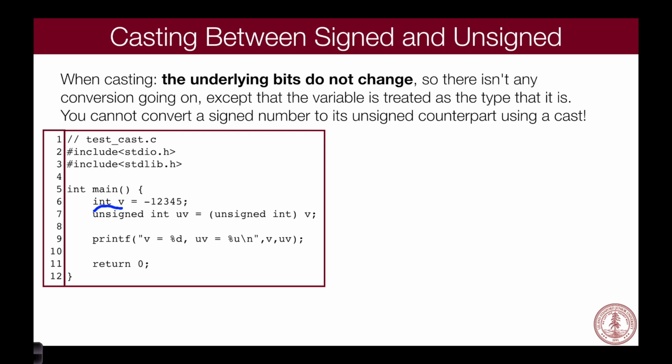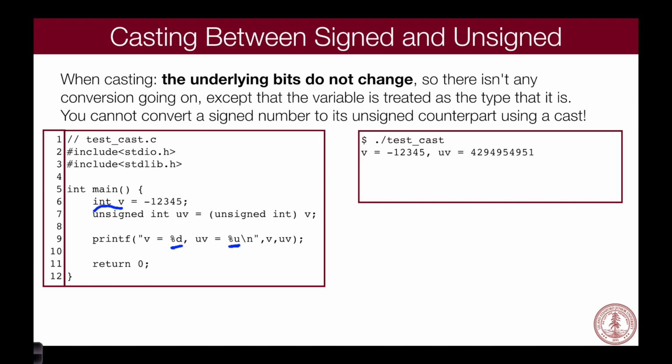Okay, and let's print it out. We'll print it out as a signed value, and we'll also print it as unsigned, where the u means printed out as unsigned. Okay, let's see what happens. When we do this, we see the signed version is -12345. The unsigned version is this big number that's near 4 billion. Why is that the case?